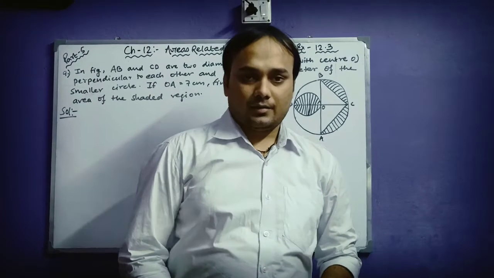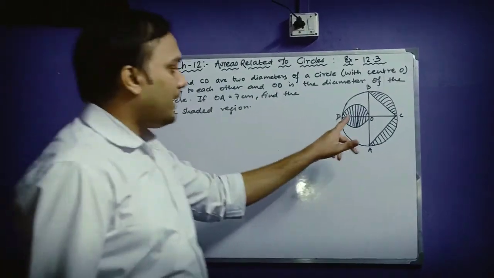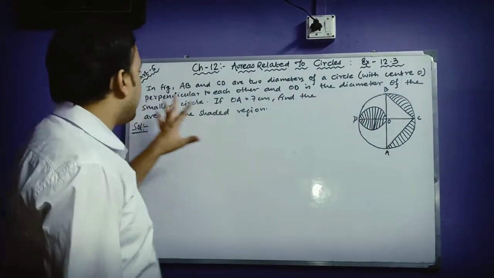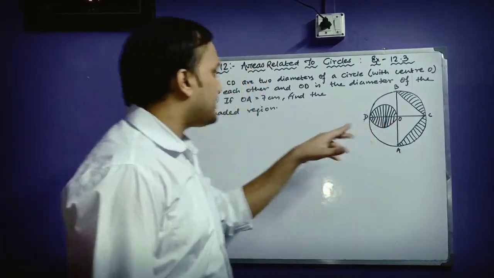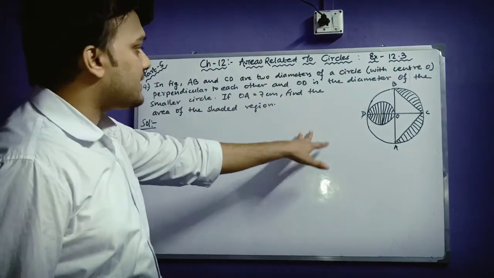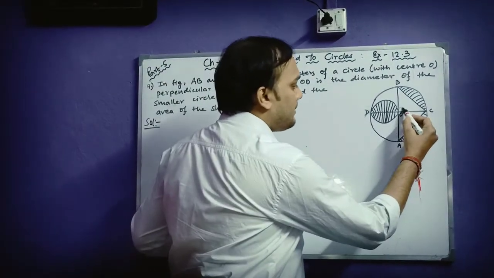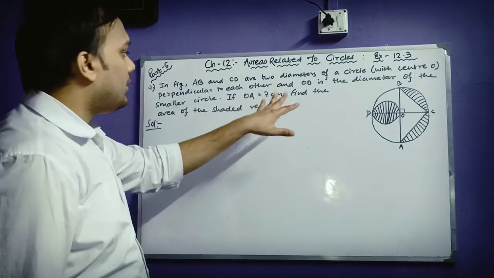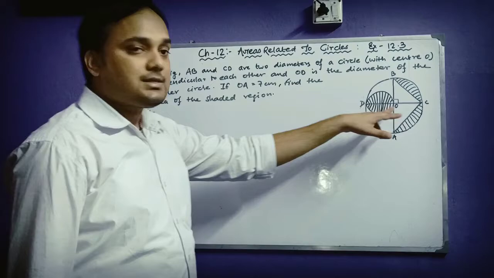Okay students, our next question is question number 9 here. You can see the diagram. We need to find the area of the shaded region. It's given that AB and CD, that means this AB diameter and CD, also a diameter of the same circle, are perpendicular to each other. That means this AB and CD are perpendicular to each other, and OD is the diameter of the smaller circle, as you can see in the diagram.